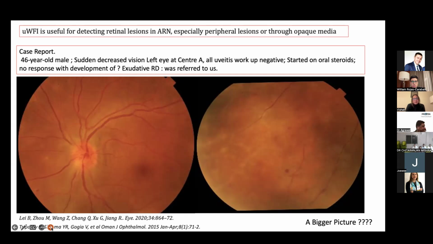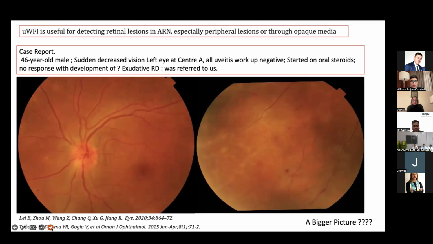This is an example to show that it helps in detecting the retinal lesions in the periphery, especially in viral retinitis, because there's a lot of media haze. Most of our decisions to treat are dependent on day-to-day monitoring and progression. And for that, ultra-wide field, I personally find it very useful. Now, I'm going to show you an example of this case.